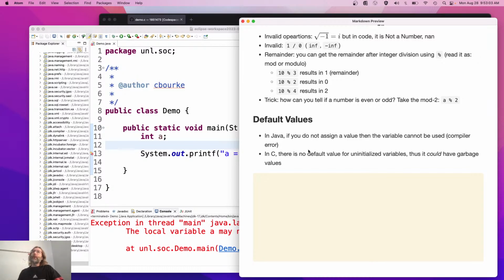In C, there's no default value as well. 99 times out of 100, and I'm crossing my fingers here, it will be 0, but it could be anything. So don't read anything into the default values in C.